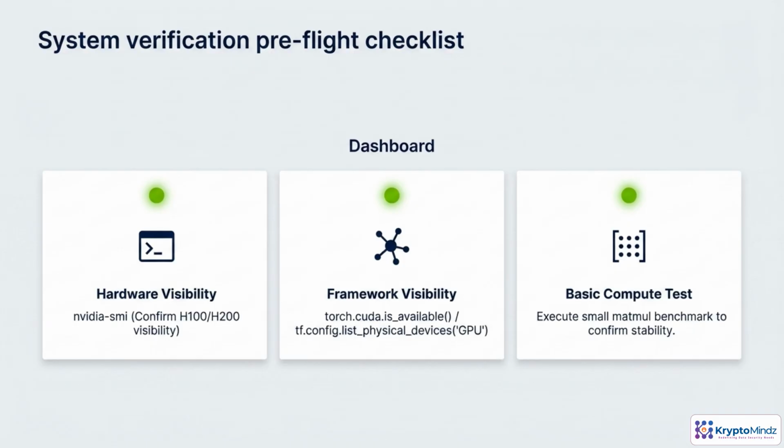Before you trust any H100 or H200 box, run a quick pre-flight check. Start by confirming the OS actually sees the GPU with nvidia-smi. If it doesn't show up here, nothing else will work. Next, verify your framework sees the device: torch.cuda.is_available in PyTorch, or list_physical_devices GPU in TensorFlow. Finally, run a tiny matrix multiply benchmark. You're just checking that it finishes, is reasonably fast, and doesn't crash.